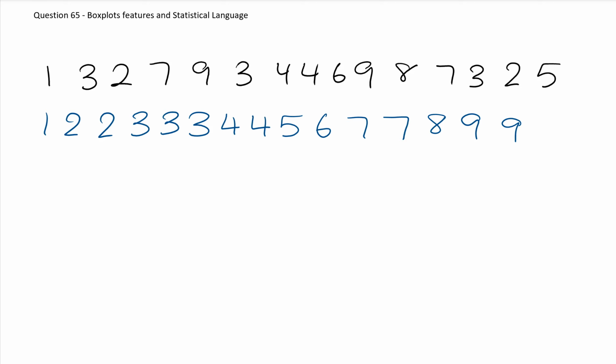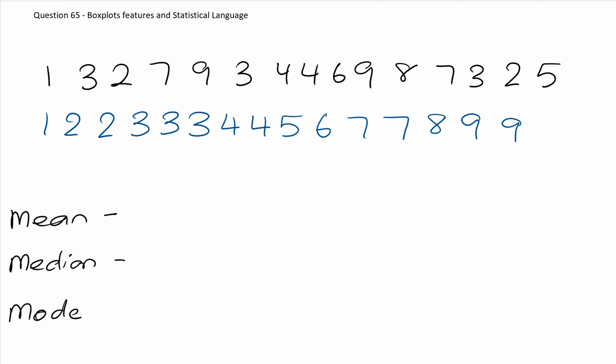Hi, so in this video we'll be looking at measure of center and measure of spread, and also what a box plot is and the features of a box plot. So we'll start off by looking at the measure of center. The measure of center is done in three different ways. We've got the mean, we've got the median, and we've got the mode.